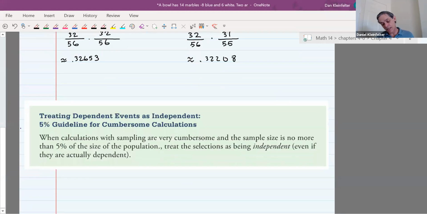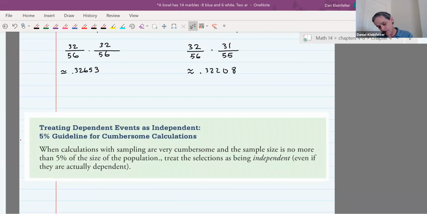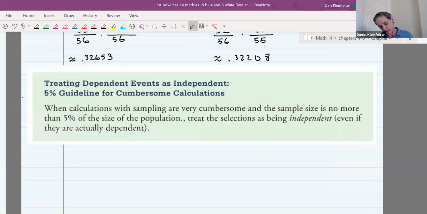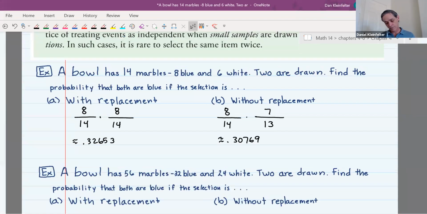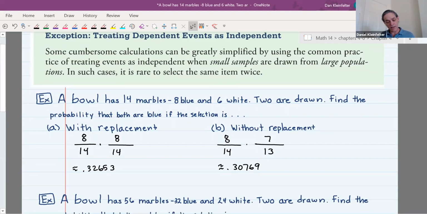Based on that, our book calls this the 5% guideline for cumbersome calculations. And it says, when calculations with sampling are very cumbersome, and the sample size is no more than 5% of the population, we're going to treat the selections as being independent, even if they actually are dependent. So here, our sample size originally was 2 marbles out of 14. That's 0.14. Okay, so here our sample size was about 14% of the population.